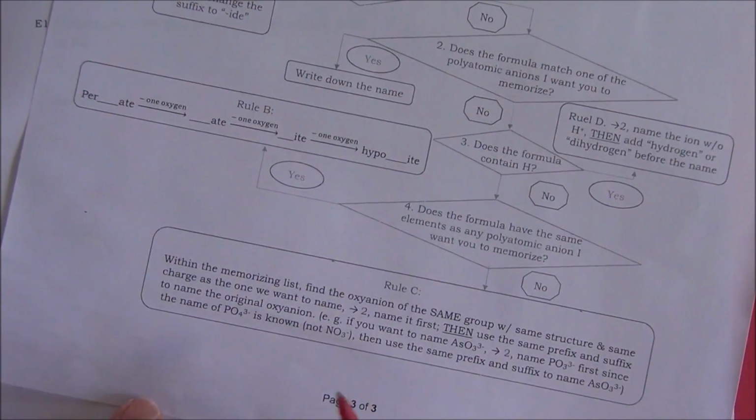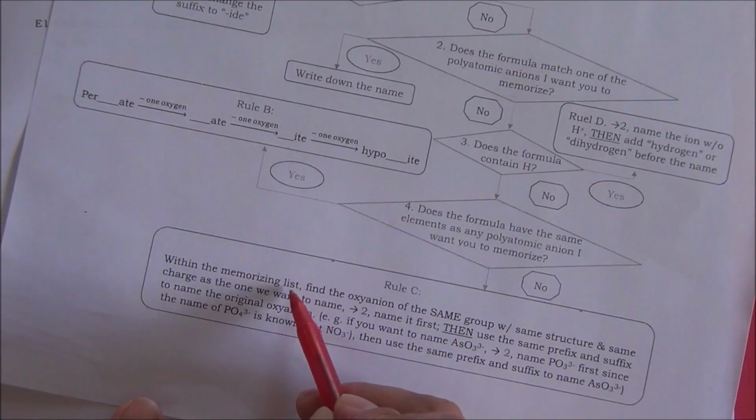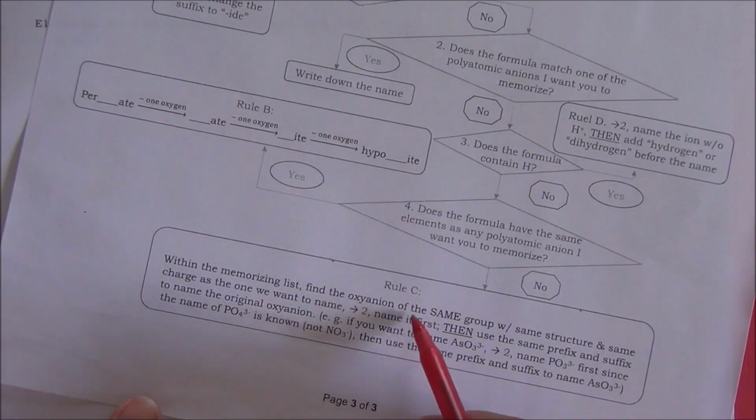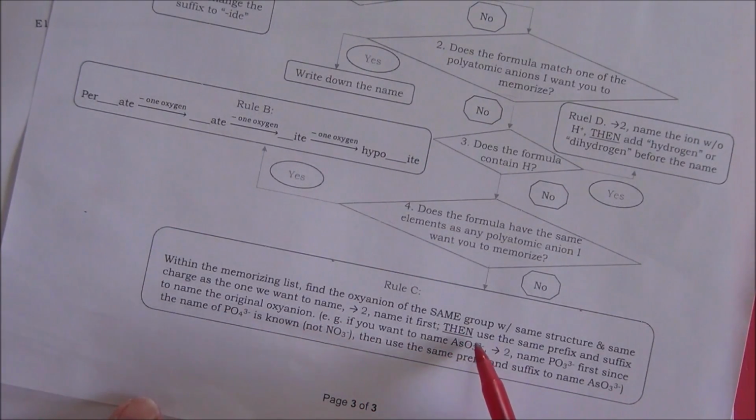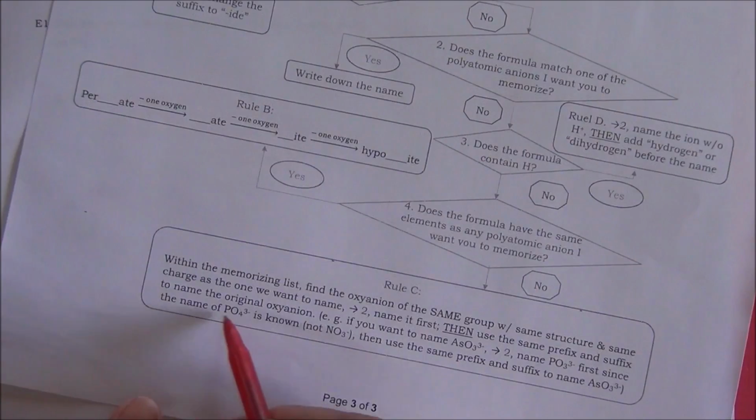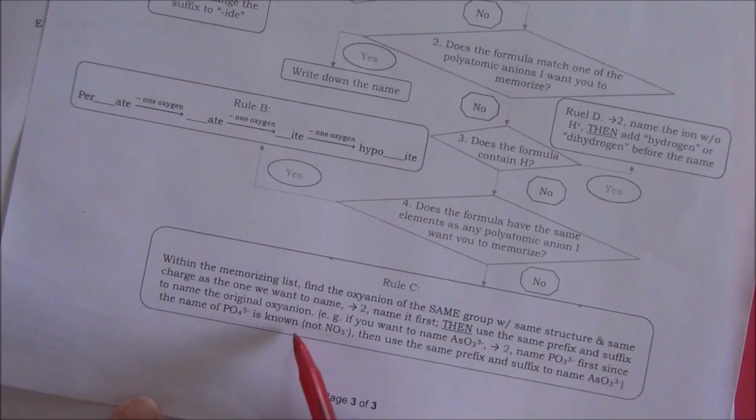Let's read this box. Within the memorizing list, which means within the 15 polyatomic anions, find the oxyanion of the same group with the same structure and the same charge as the one we want to name. Well, this is not that clear. Then look at the examples. If you want to name AsO3, 3 minus, go to step 2, name PO3, 3 minus first, since the name of PO4, 3 minus is known.